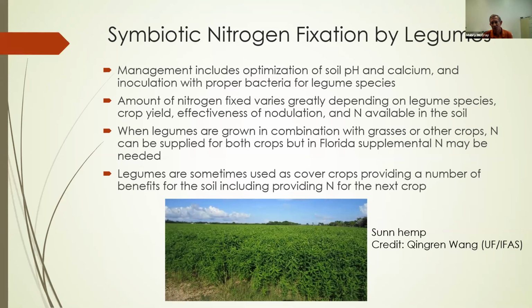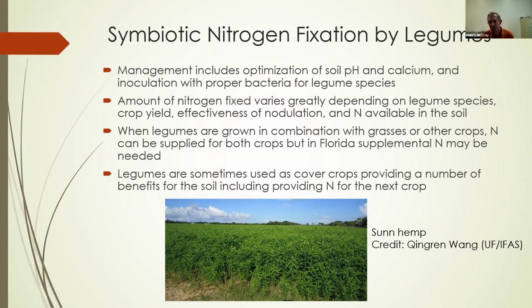When legumes are grown in combination with grasses or other crops, nitrogen can be supplied for both crops, but in some cases in Florida, you may need supplemental nitrogen in addition to the legume you're growing. Legumes are sometimes used as cover crops, which provide a number of benefits for the soil, including nitrogen for the next crop. Here's an example of a legume that we see sometimes grown in Florida and South Florida anyway.